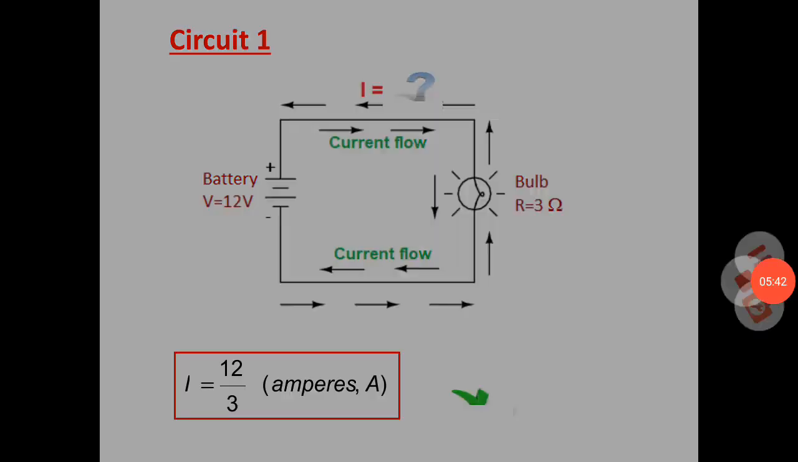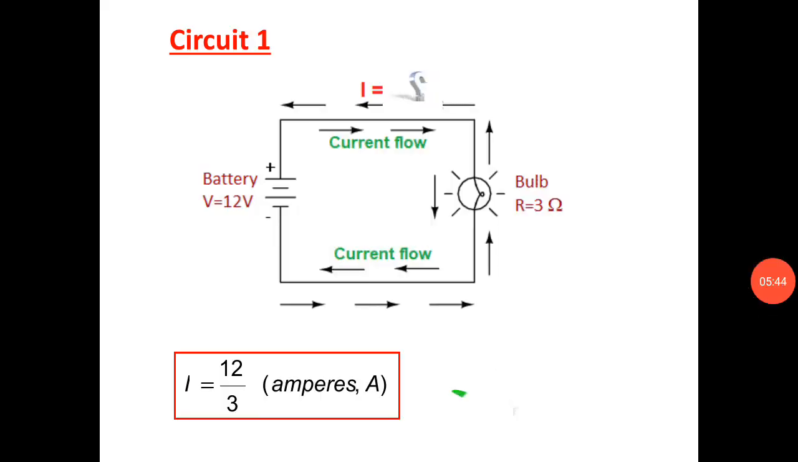In the first circuit, they are asking you to identify the current I flowing across a bulb. They have provided a voltage source of 12 volt, V is equal to 12 volt, and the battery is connected to the bulb, which is glowing, and the resistance is given as R is equal to 3 ohm. They are asking you to identify I. You know the relation I is equal to V divided by R. So it is 12 divided by 3. You get an answer of 4 ampere.